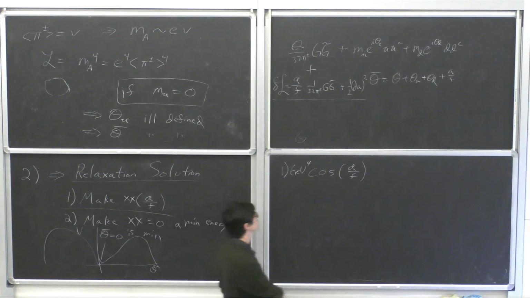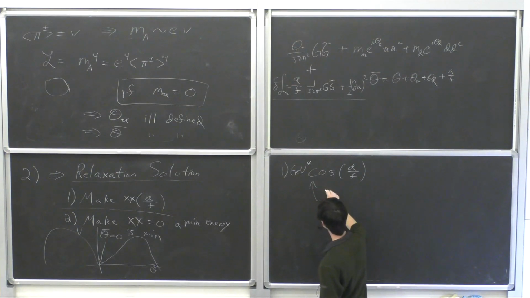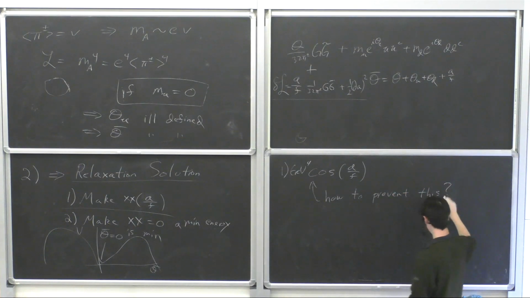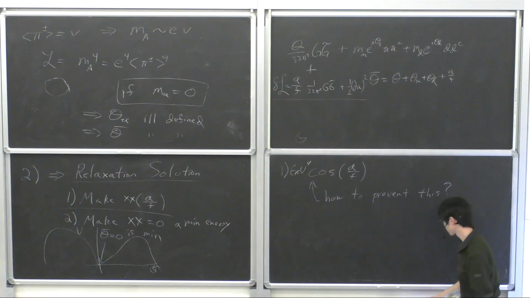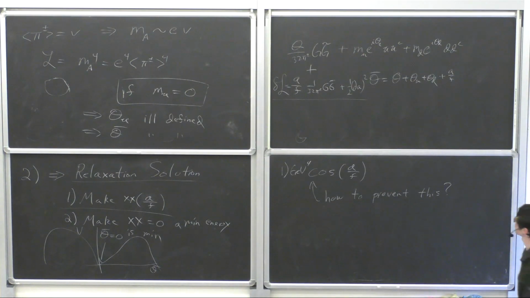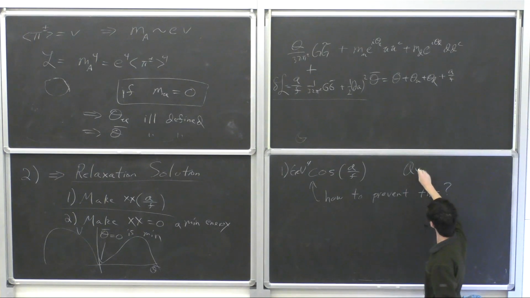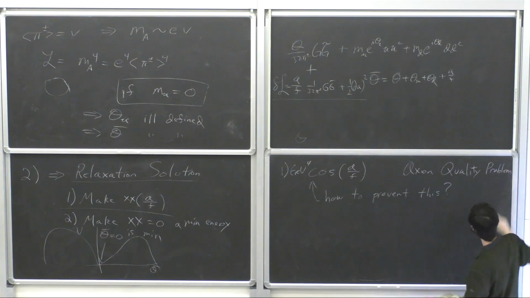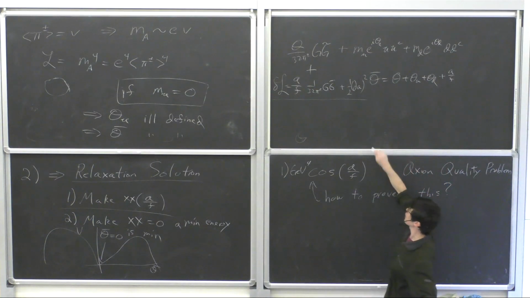And so the question is how to prevent this. Okay, so this is called the Axion quality problem. And it is annoying in the sense that there's no symmetry that forces this to be the only coupling of A, and so I could write a whole ton of other stuff.